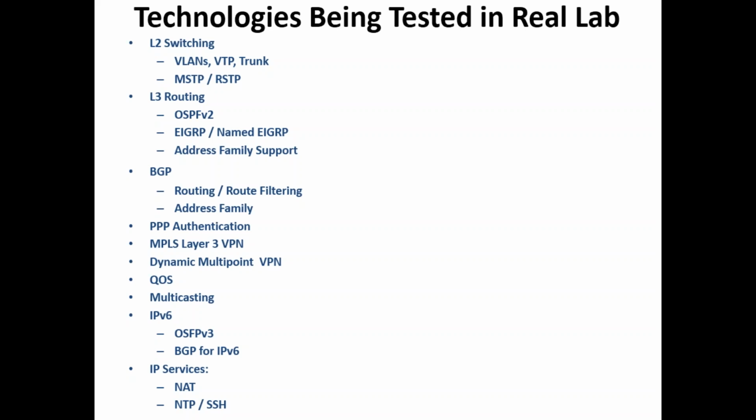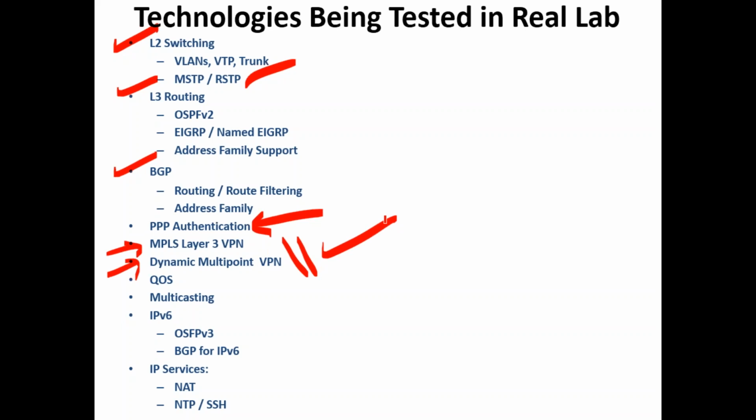So if you want to revise your CCNP R&S level concepts, I will suggest you to please revise these topics of layer 2, layer 3, some BGP, a very basic CCNA level topic, PPP authentication, MPLS layer 3 VPN, well, this is important. Dynamic multi-point VPN, very important. These two things are very important. DMVPN and MPLS layer 3 VPN. Quality of service, now they're not asking, you can skip this. A bit of multicasting, IPv6, and few IP services.